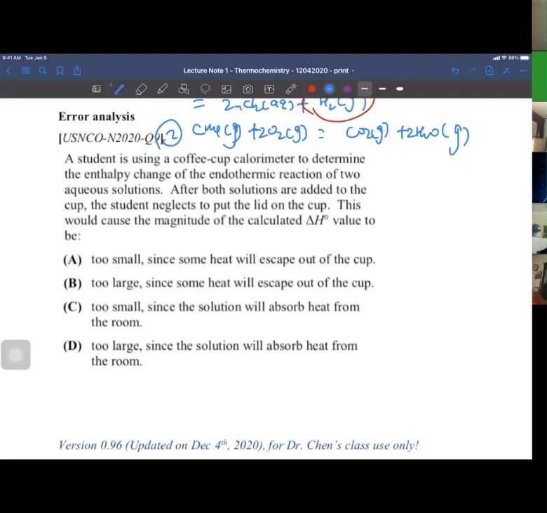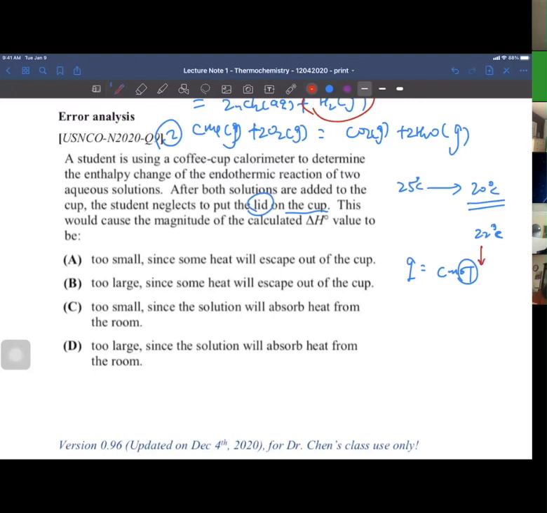Let me give you an example. Say the room temperature is 25 degrees Celsius. If everything is good, the temperature will decrease to 20 degrees Celsius, so it will be slightly cooler, but not too cold. But if you forgot to put a lid on the cup, some heat will be absorbed from the environment, from the air. So the final temperature will be higher than 20 degrees Celsius, probably 22 degrees Celsius, which means when you calculate q equals c m delta T, the absolute value of delta T is smaller, right?